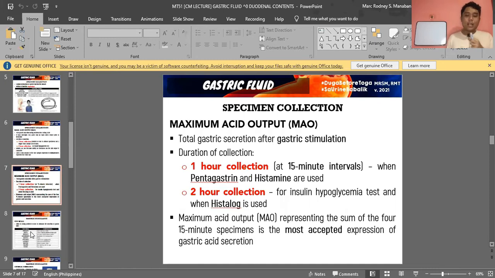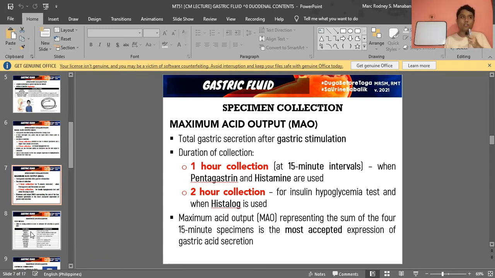For maximal acid output, this is the amount of gastric fluid secreted after stimulation, and this is more important in a way, because it tells you the amount of gastric acid produced after stimulation or after eating. The duration of collection is still the same, 1 hour, every 15 minutes, especially when you use pentagastrin and histamine, which are chemical stimulants. You have a 2-hour collection for insulin hypoglycemia and histalog, which is another chemical stimulant. The MAO is again the most accepted expression of gastric acid secretion, because there is stimulation.